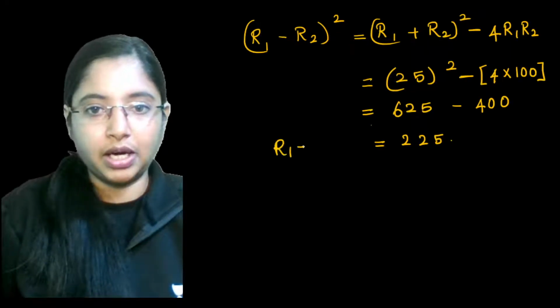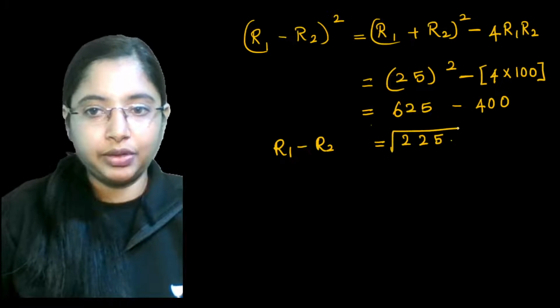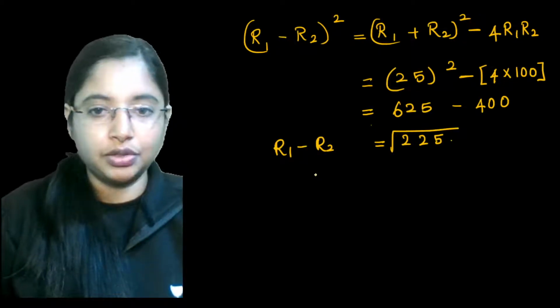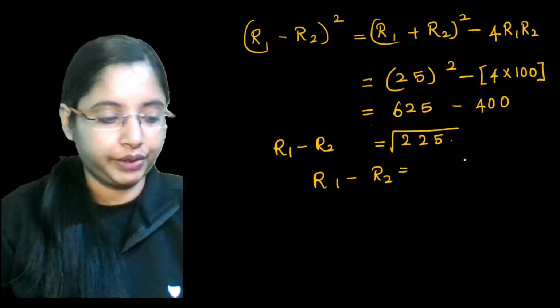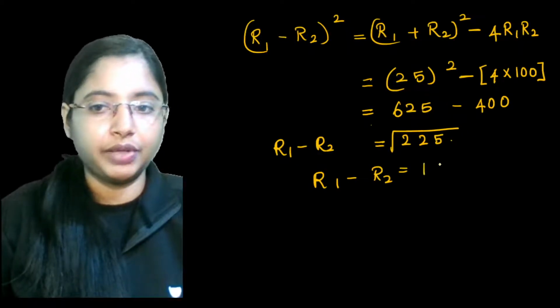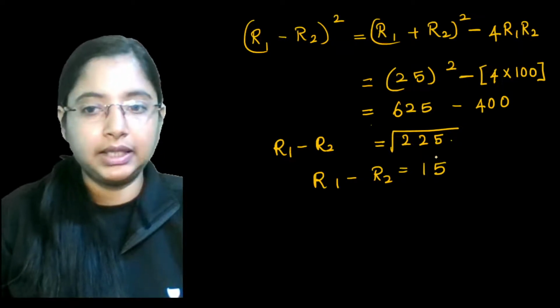So this is for R1 minus R2, the whole square. Take the square to the other side, you have to take the square root. So R1 minus R2 will be the square root of 225. The square root of 225 is very simple: 15 square is 225. So that gives you 15.